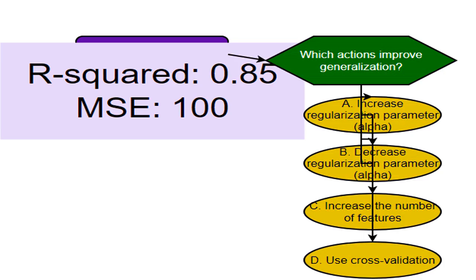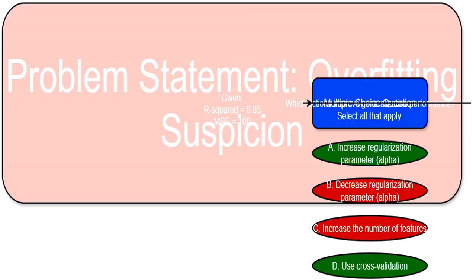Generalization is the ability of a model to predict well on new, never-before-seen data points. I see a problem here. We have a model with a high R-squared, 0.85, suggesting a good fit to the training data. But we suspect it's overfitting. It performs really well on the data it's already seen, but we worry about its performance on new data.